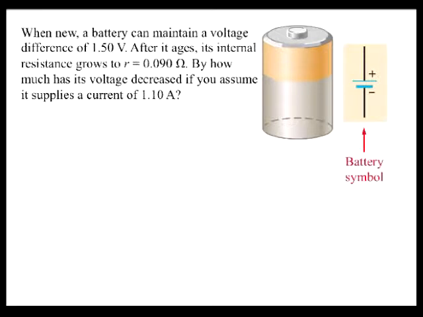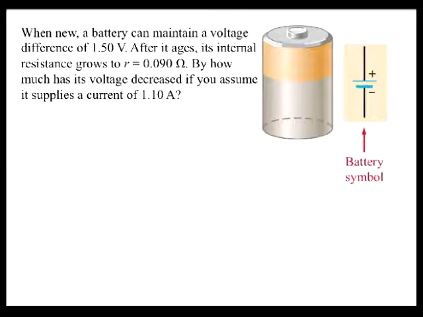Consider a typical Type D dry cell flashlight battery that, when new, can maintain a voltage difference of 1.50 volts across its terminals, close to its ideal EMF. After it ages, its internal resistance grows to R equals 0.090 ohms. By how much has its terminal voltage decreased if you assume it supplies a current of 1.10 amps through some device connected across its terminals?